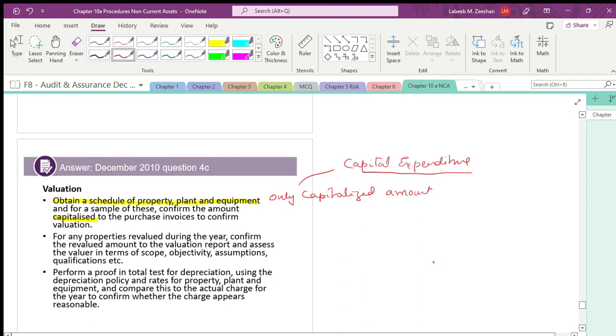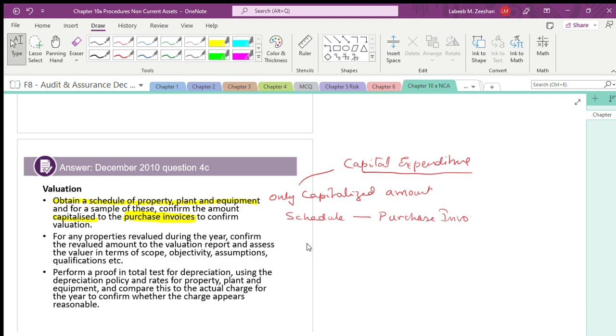Get the schedule, the list of items, take a sample, and confirm the capitalized amount. You are comparing with the purchase invoice. One side, you are taking the schedule and matching it with the purchase invoice. That is the first one.